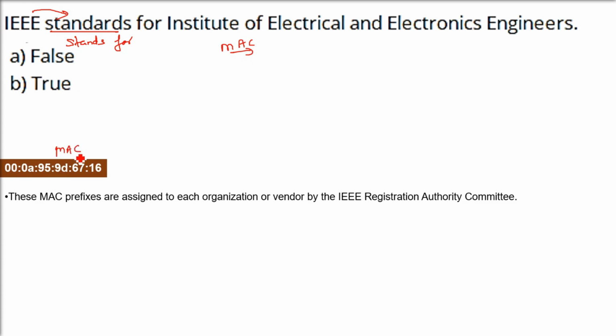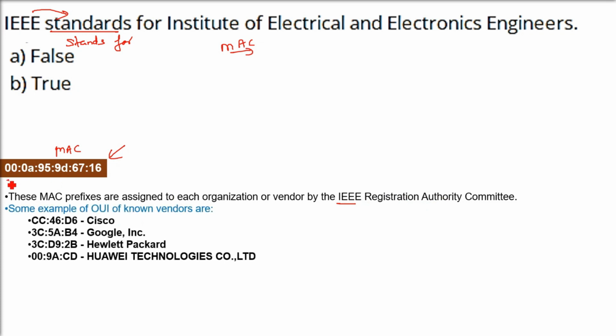Now how do you get the MAC addresses? And how can you say this MAC address is unique all over the world? So the answer is IEEE. The MAC address prefixes, which are the first 24 bits, these 3 octets, are assigned to each organization or vendor by whom? The IEEE Registration Authority Committee. So the whole is 48 bits, the first 24 is the OUI. I'm giving an example also. So this 24 bit is fixed. It is given by IEEE.